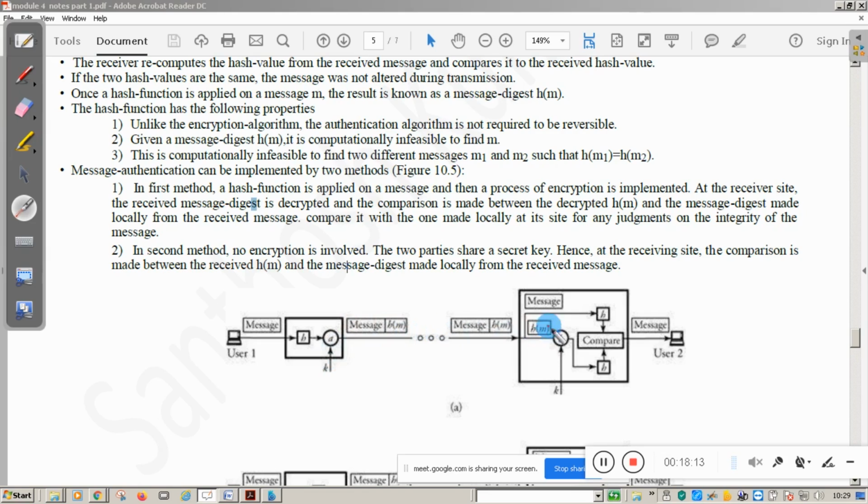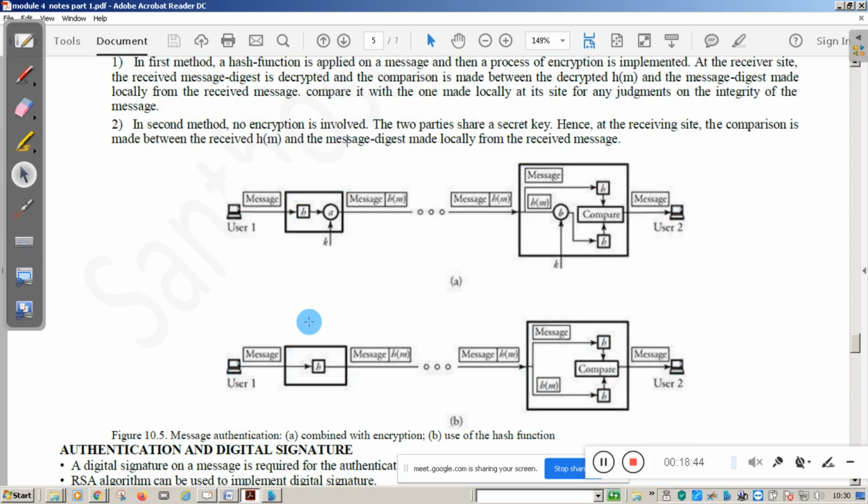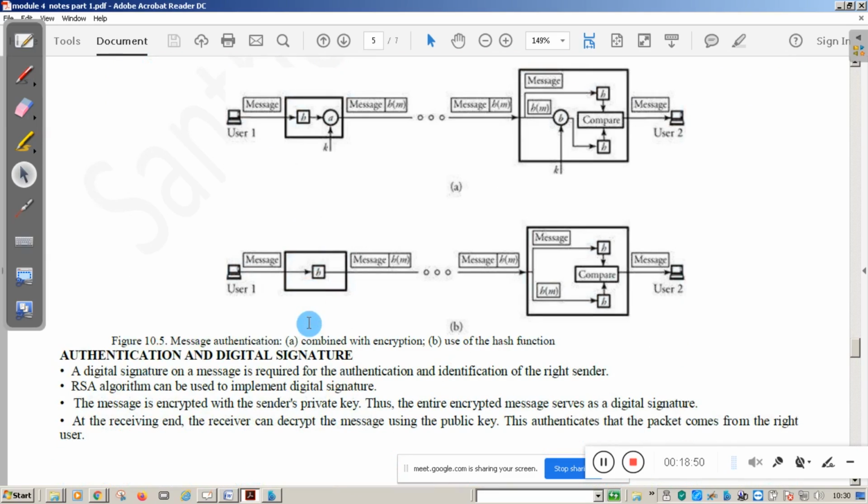On the other end, the receiver will extract that hash value, and he will use the public key to decrypt it. He will get the hash value, and he will take the message part. For the message part, he will once again calculate the hash function, and he will compare both. If both hash values are matching, it means the message is unmodified. So this is the technique used in digital signature.